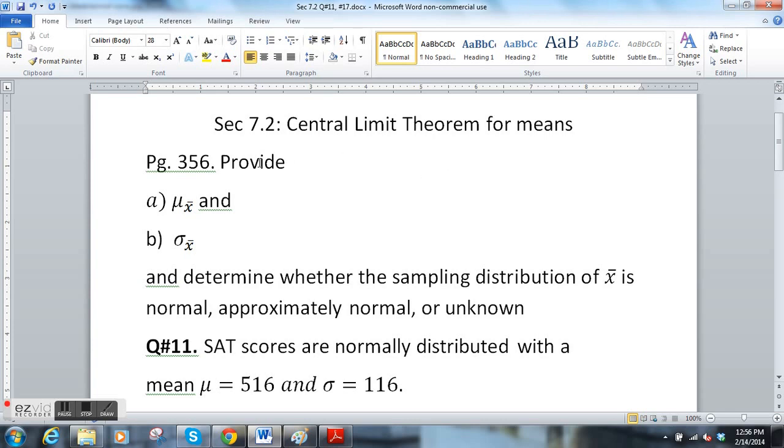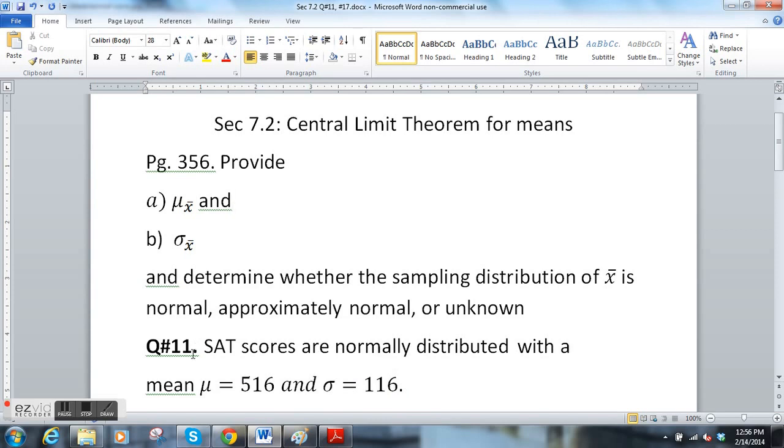But here we are looking at page 356. The question says provide mu x bar, that's how you would say this thing, the mean of x bar, and the standard deviation of x bar, and determine whether the sampling distribution of x bar is normal, approximately normal, or unknown. So these are the three choices: normal, approximately normal, or unknown.